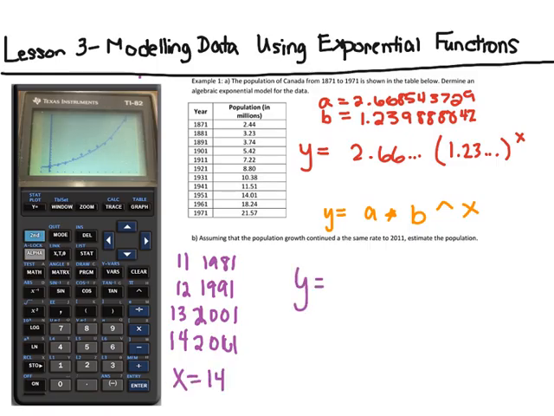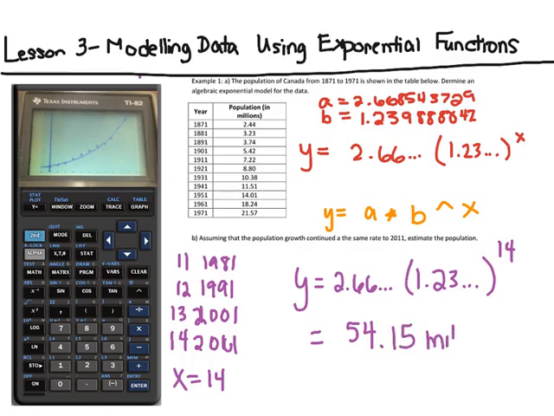So we have y is equal to 2.66 times 1.23 to the power of 14. Pause the video, type that into your calculator. You should get 54.15 million people would be the population in 2011 based on this function.